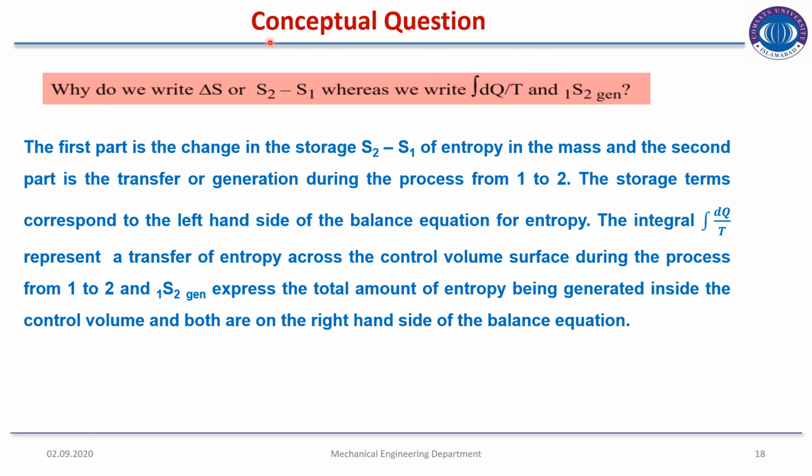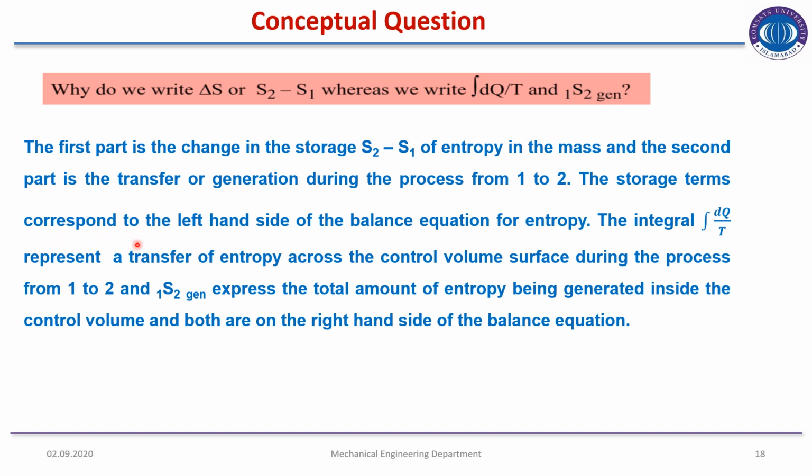So the third conceptual question: why do we write delta S, or S2 minus S1, whereas we write the integral of dQ by T and S1 to 2 generation? The short answer is that S1 to 2 generation is a path function and S2 minus S1 is a state function, therefore we write it in these ways. The first part is the change in the storage, S2 minus S1, of entropy in the mass, and the second part is the transfer or generation during the process from 1 to 2: the entropy transfer due to heat, and the entropy generation due to irreversibility.